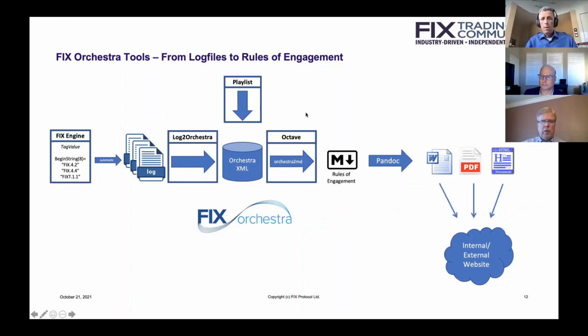So with that, I'd like to say a big thank you to our panelists. And hopefully we could provide you some information on what FIX Latest is about, and also FIX Orchestra and how they work together, and the topic of automation and machine readable rules of engagement. So we will definitely provide more information on that in the form of a FIXinar or other means in the future.